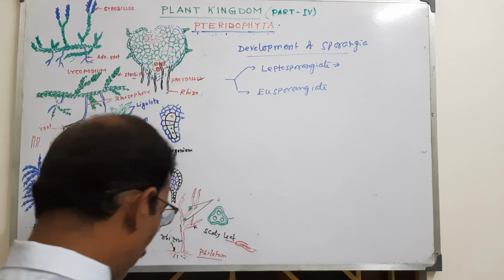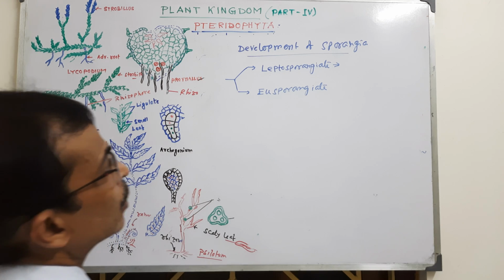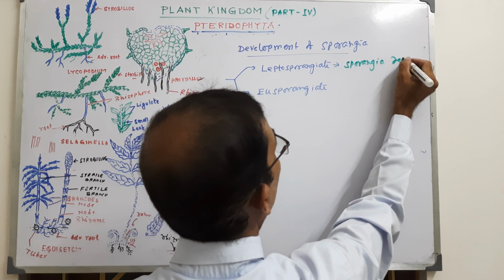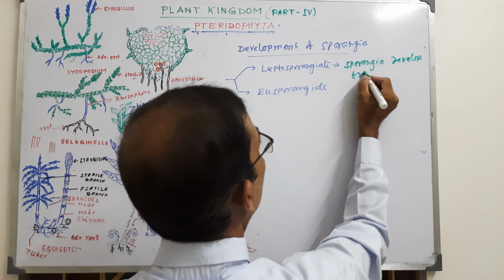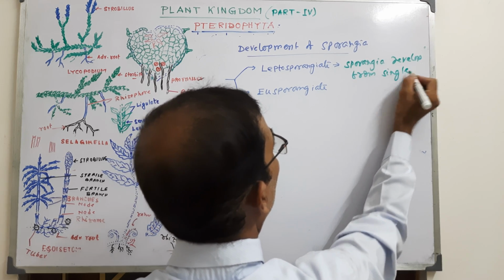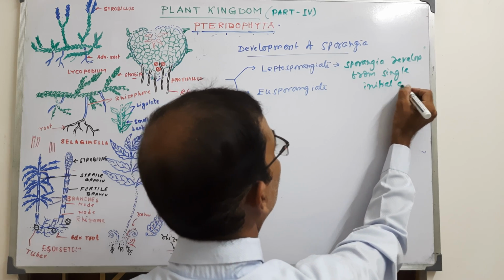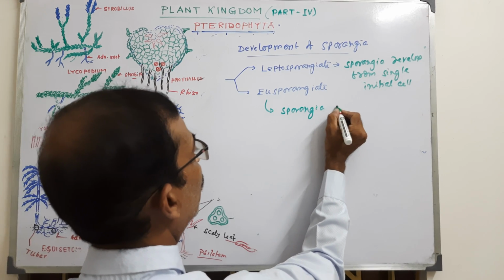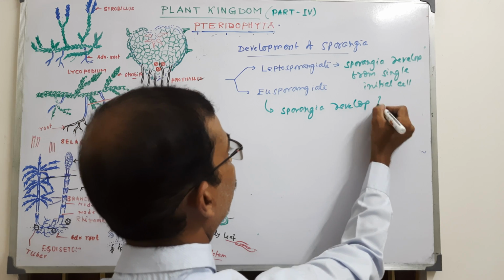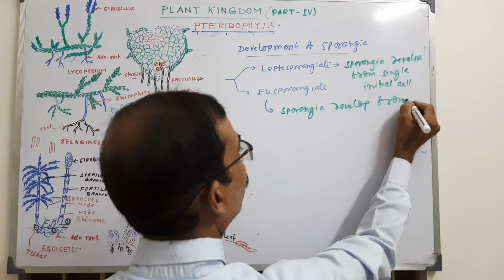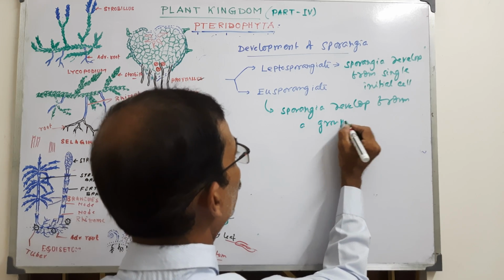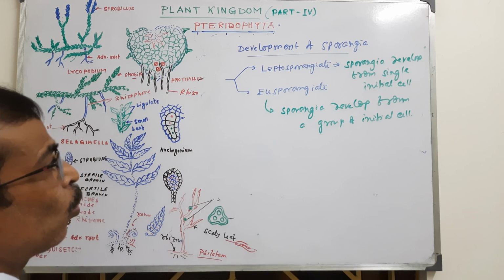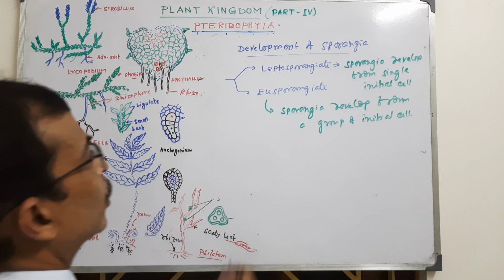Leptosporangiate means the sporangia develop from a single initial cell, and in eusporangiate the sporangia develop from a group of initial cells. All ferns are leptosporangiate.